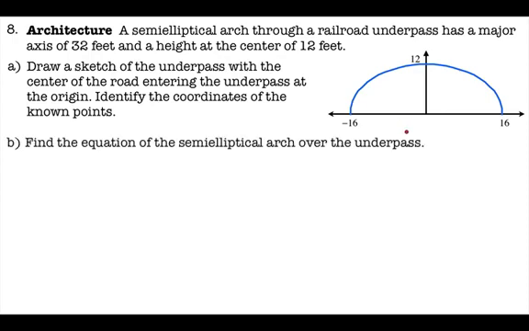Part B says find the equation of the semi-elliptical arc over the underpass. So all I need to do is recognize that my A is 16 and my B is 12 and the center is at the origin. So this is what I get. Why do I have y greater than or equal to 0? Because we have the ellipse above the x-axis. I mean above or equal to the x-axis.